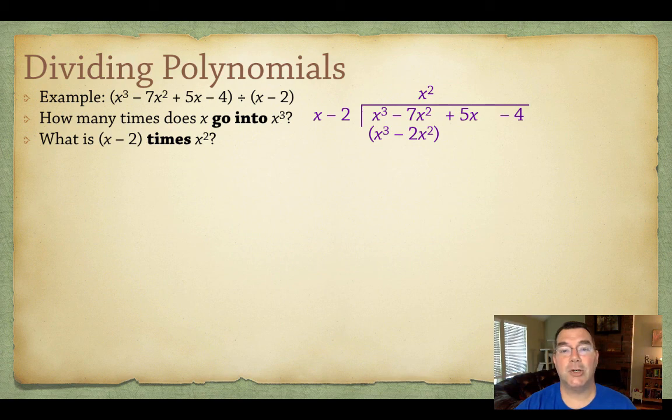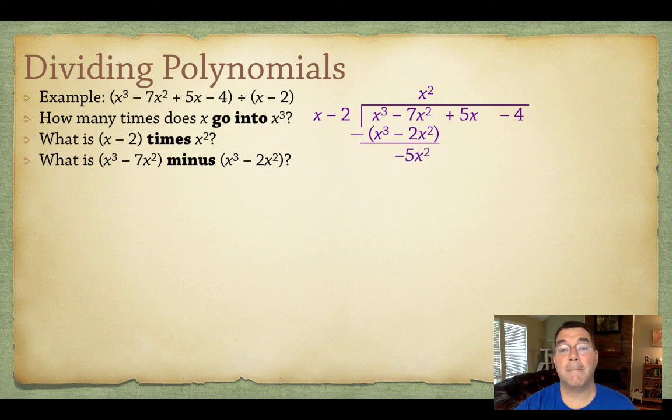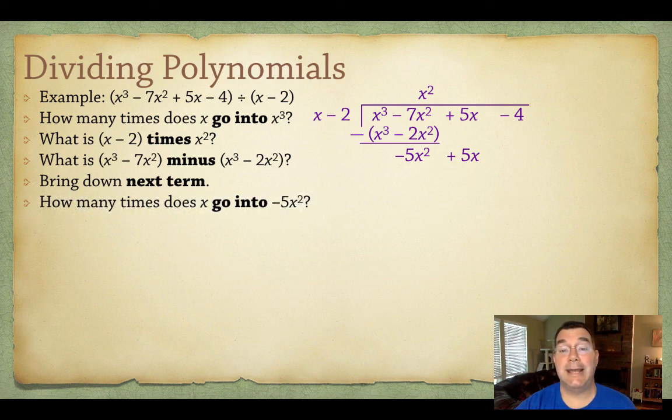All right, and I write that underneath. Then I subtract. X cubed minus x cubed is nothing. Negative 7x squared minus negative 2x squared is going to give me negative 5x squared. So that part's done, and I bring down the next term, which is plus 5x. So again, I look at the x on the outside and the negative 5x squared. What would I have to multiply x by to get negative 5x squared? Negative 5x.